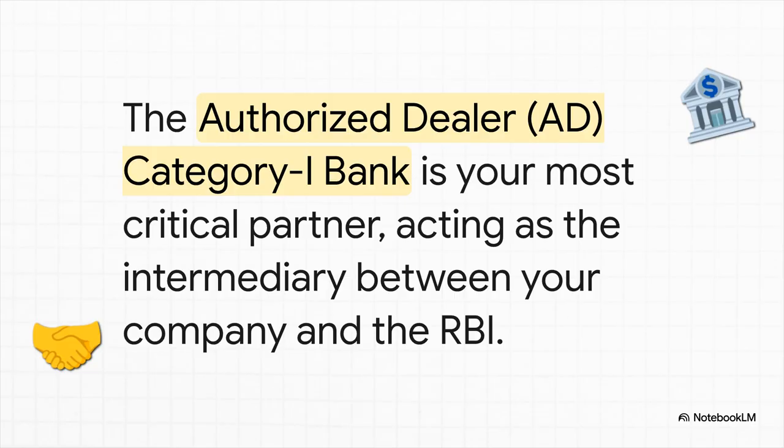And through that entire 6-step process, this is your single most important partner, the Authorized Dealer Category 1 Bank, or AD Bank. Seriously, think of them as your guide and your gatekeeper. They're the go-between for you and the RBI. They handle the mountains of paperwork, and they make sure you're compliant from day one. A strong partnership with a good AD bank is completely non-negotiable.